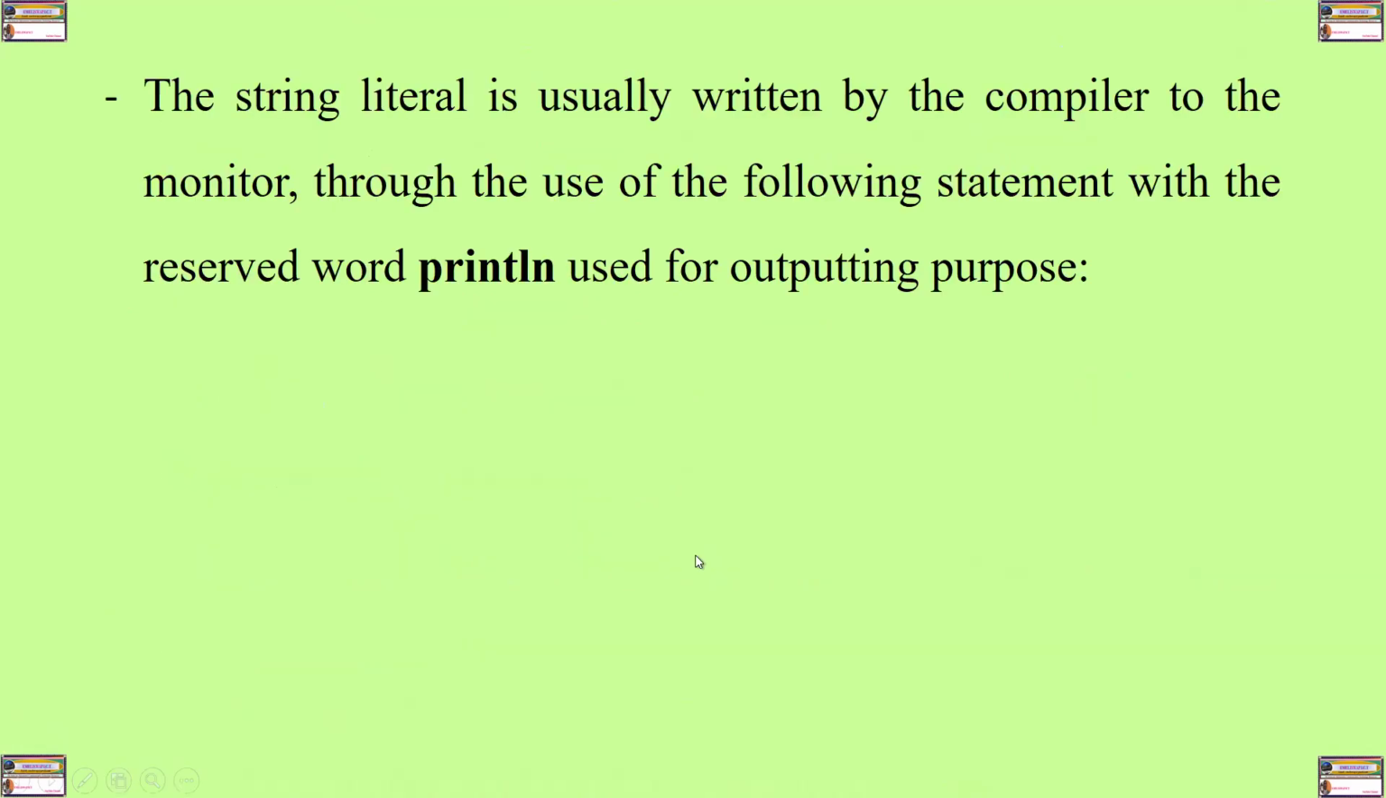The string "Little" is usually written by the compiler to the monitor through the use of the following statement, with the reserved word println used for outputting purposes. Kindly note, my dear students and the rest of the learners, that println is not written in full. The last letter, or the last two letters, is LN.